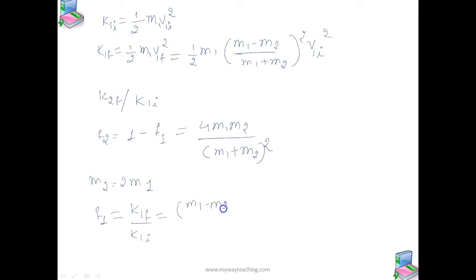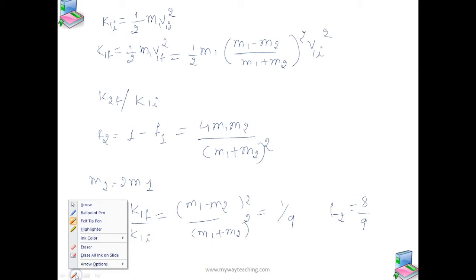That is (M1 minus M2) by (M1 plus M2) whole square. Then we'll get the value of F1 as 1 by 9 and the value of F2 as 1 minus F1, we'll get it as 8 by 9. Almost 90% of the neutron's energy is transformed to deuterium.